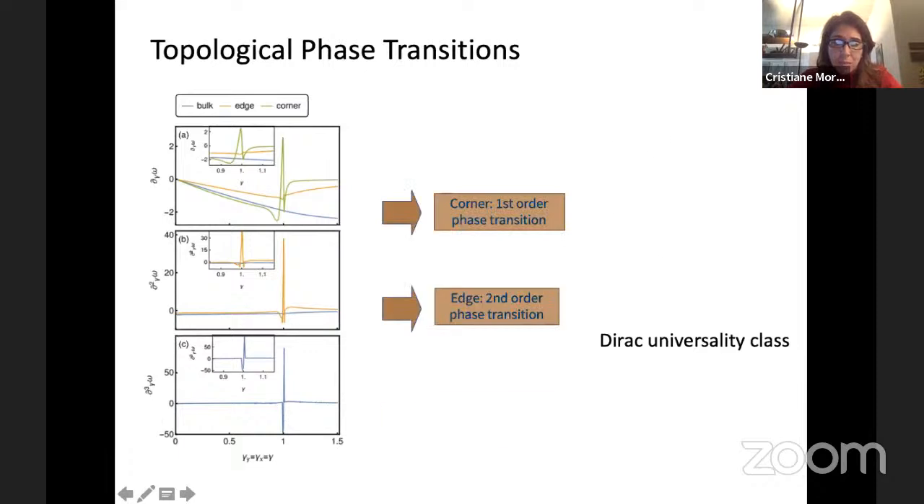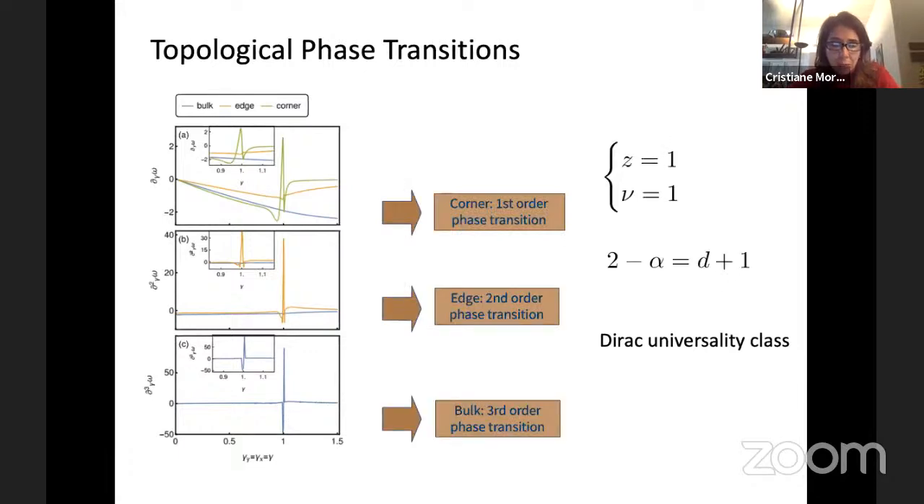So this gives me precisely the same thing I had before. I can go now and look at how the gap is closing, and I'm going to find that z is 1, mu is 1, and the transition between the trivial and quadrupolar phases belongs to the same Dirac universality class with the same critical exponents as before.